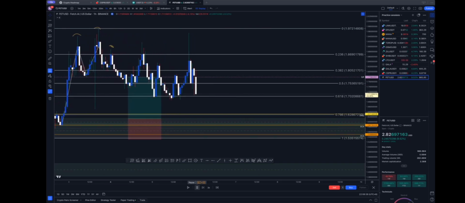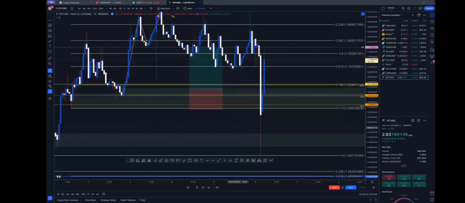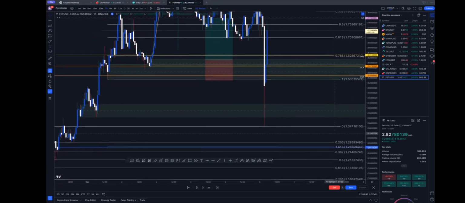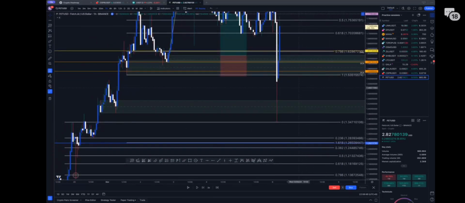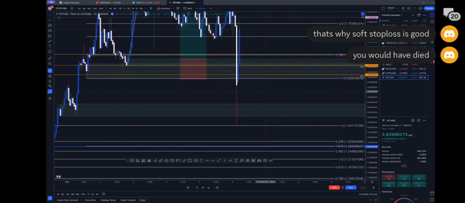Okay, so it's ranging a little bit up top. There we go. See how it completely knocks everything out? And it went right to this fib point. Right? So now you know, by just doing soft stop loss is good, yes.